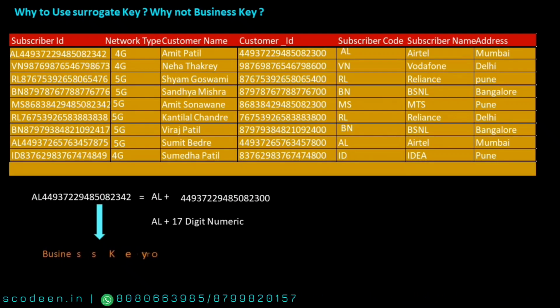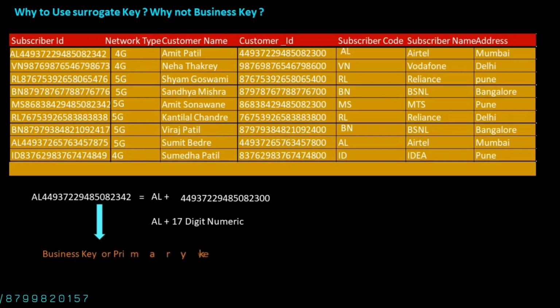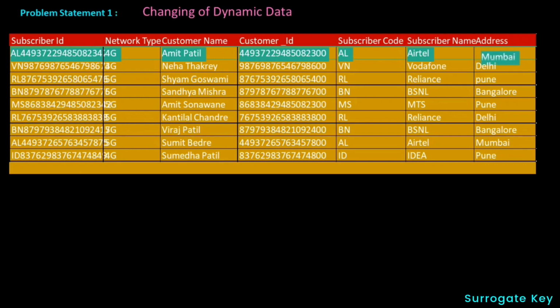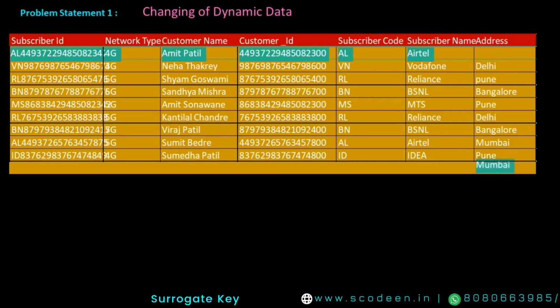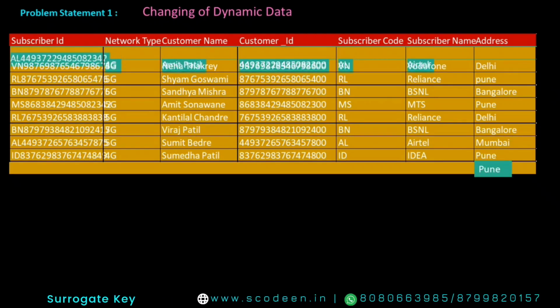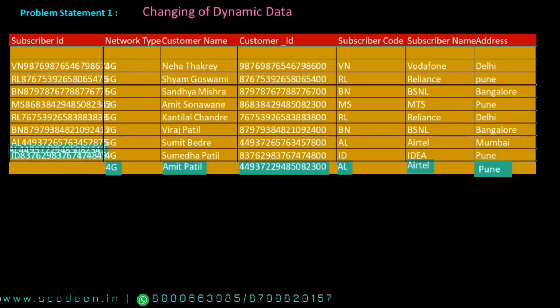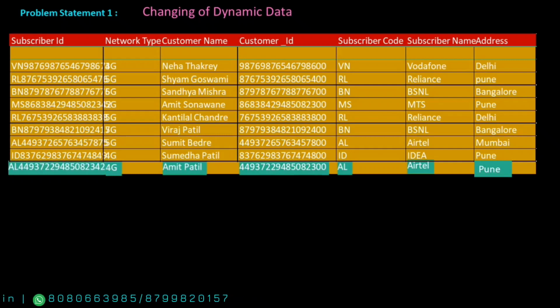Let's understand problem statement 1: changing of dynamic data. Assume your address or your office location changes from Mumbai to Pune. In this case, the business key, that is your subscriber ID, network type, customer name, customer ID, subscriber code and subscriber name will remain the same.